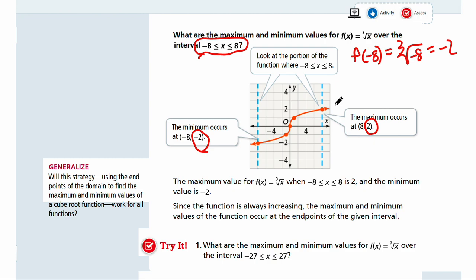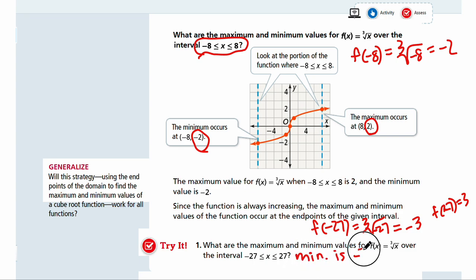Okay, are you ready? So if you plug in -27, cube root of -27 would be -3. And then if you plug in +27, then it's going to be +3. So then the minimum is -3, and then the maximum is +3, right?